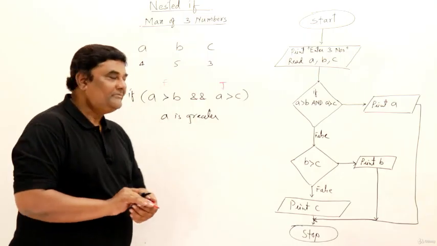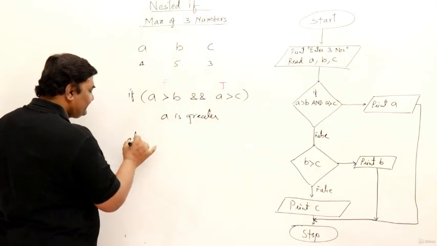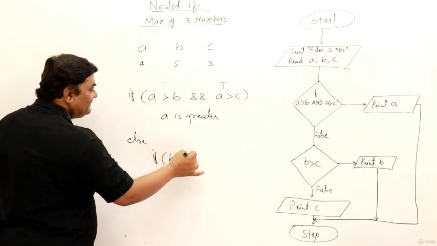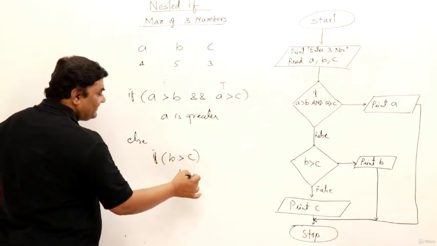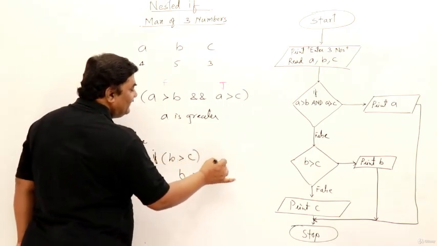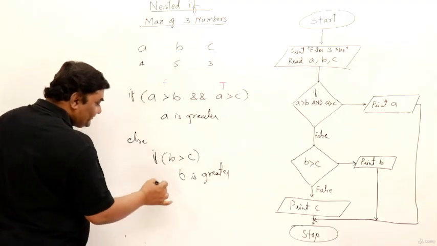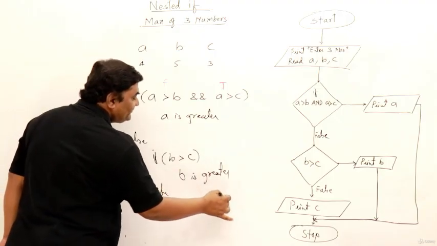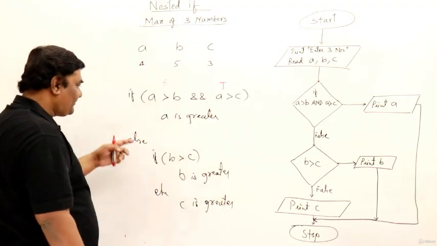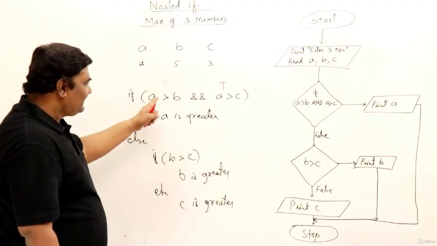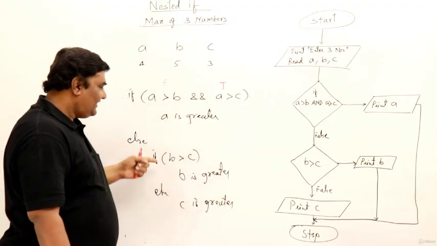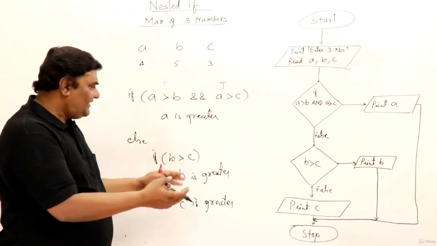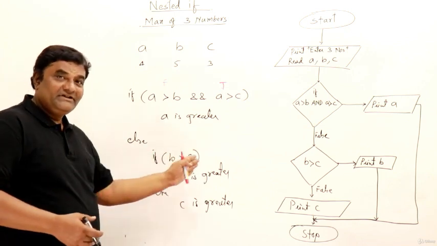Let us compare them. Else, if B is greater than C, then B is greater. And in this also else, C is greater. I am just writing pseudocode like thing, it's not a program. So if A is greater than both, then A is greater. Otherwise, B or C can be greater. So if B is greater than C, we don't have to compare with A now, just B with C among the two.